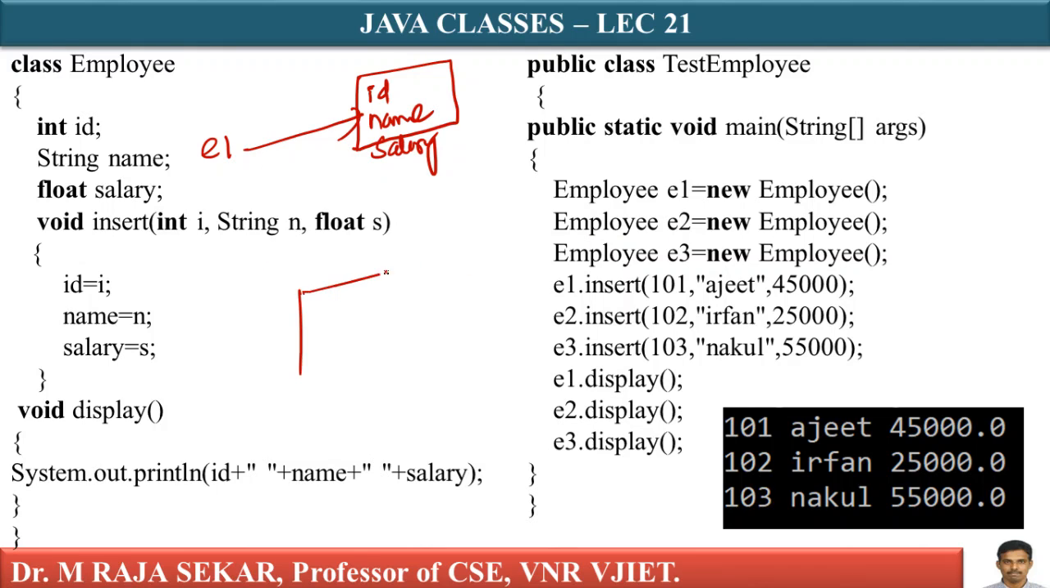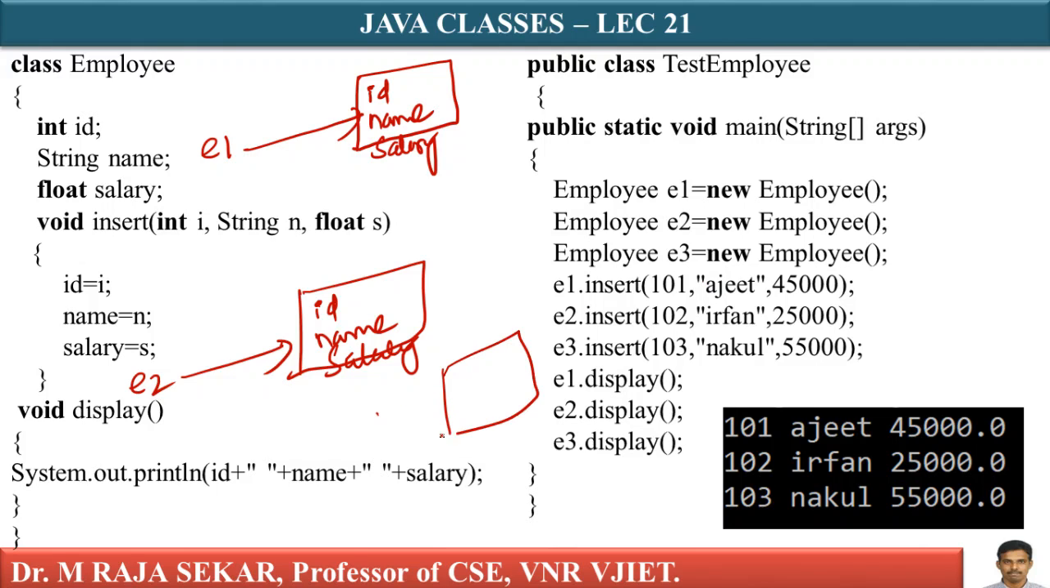What about my second object? Employee E2 equal to new Employee. This E2 is a reference variable, in which you can have ID, name, and salary. And I am creating another object which will be referred by E3. You can have ID here, name here, salary here, isn't it?